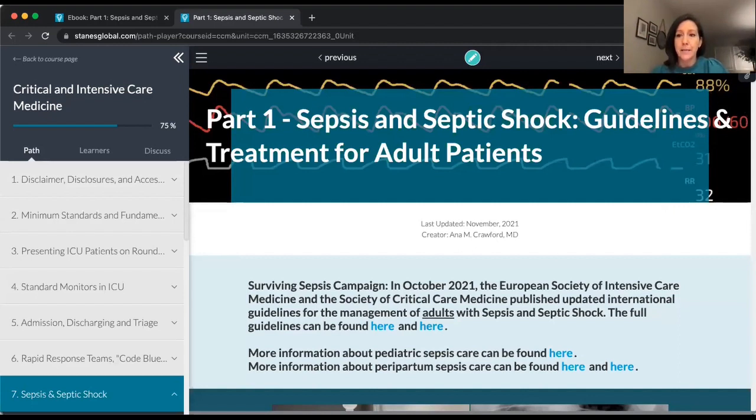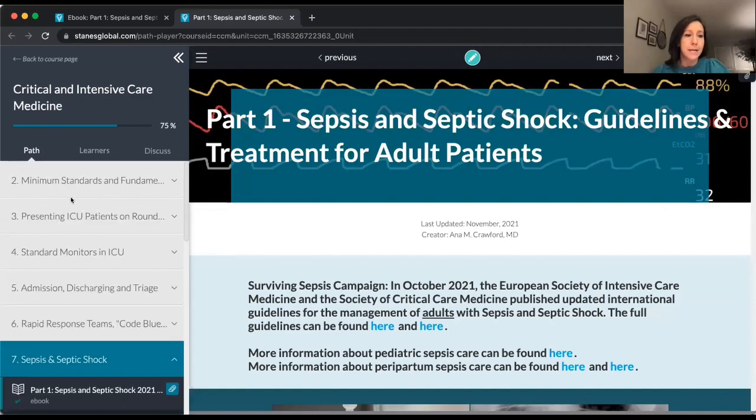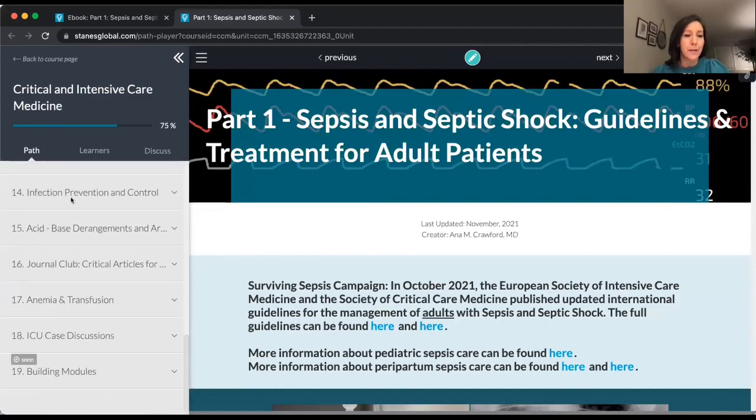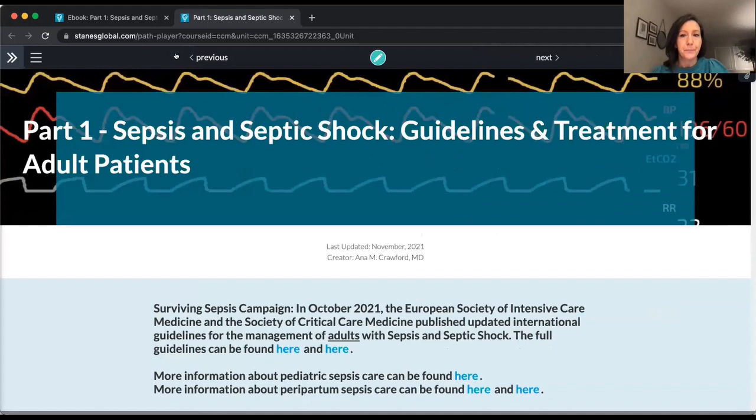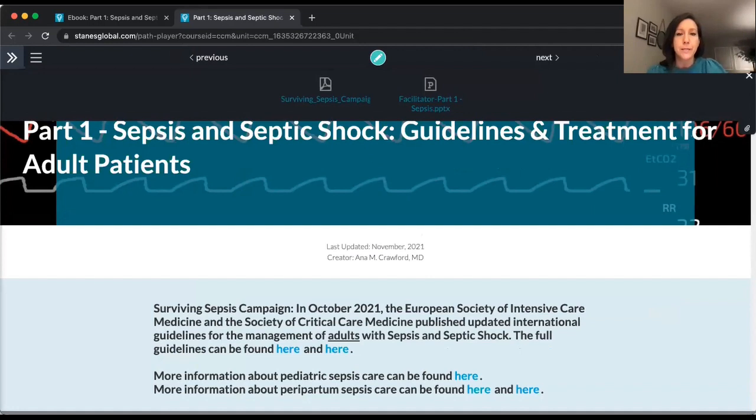There's lots of free links and lots of free resources here. So you can see this is on the left, our course, Critical and Intensive Care Medicine, and there's lots of different learning modules within this course. And so we're here in module 7, it's called Sepsis and Septic Shock. So I'm going to minimize this navigation pane here. Also, I just want to point out that when you're on the Learning Resource Center and you're within a learning module, anytime you see this small paper clip here in the right upper hand corner, that means that there are materials available that are free to you to download.